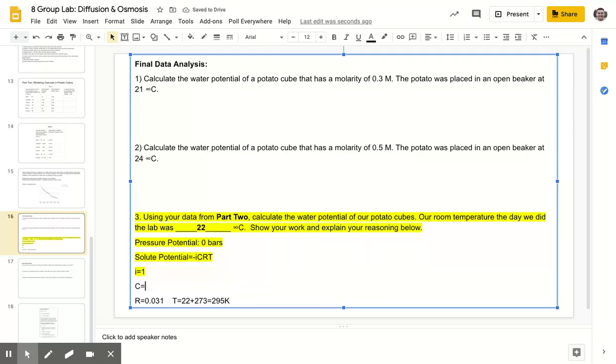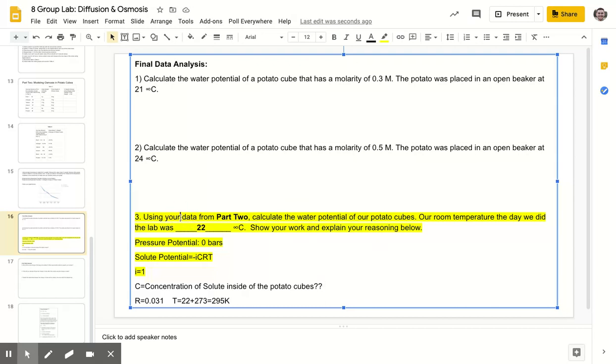All right, so that leaves C. What does C represent? It represents the concentration of solute inside of the potato cubes. Do we know that? Not yet. That's what we actually have to solve for using our data. So how do we do that?